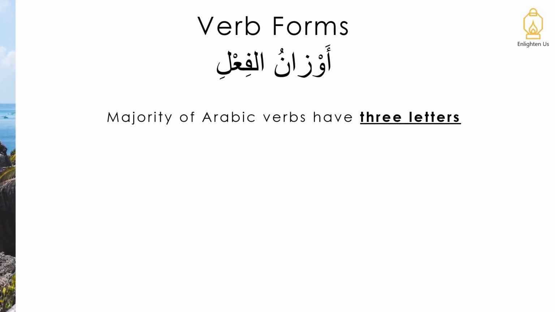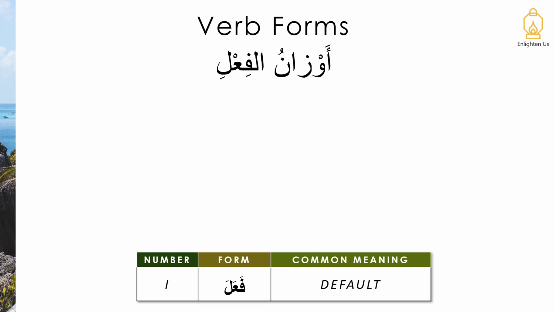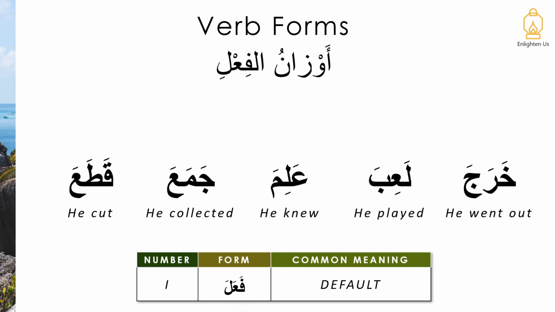Now the majority of Arabic verbs, and I can't stress this enough, have 3 letters. These are your form 1 verbs and they are the default, and we say they are على وزن فعل. Now let's have a look at some examples. We have خرج, he went out. We have لعب, he played. علم, he knew. جمع, he collected. قطع, he cut. But when we say على وزن فعل, what exactly does that mean?